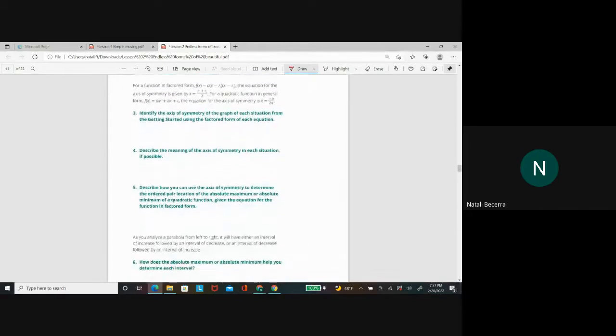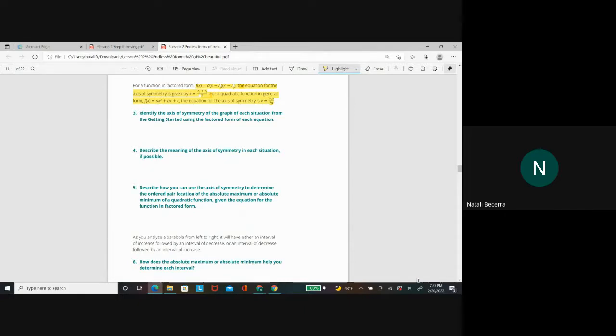All right. This is another important thing that I needed to highlight. For a function in factored form, this is what the factored form is. The equation for the axis of symmetry is given by this. So if you don't have a graph and all they give you is an equation, you can find the axis of symmetry by using this equation. For a quadratic function in general form, you can use the axis of symmetry equation, which is x equals negative b over 2a. So let's go ahead and apply that.